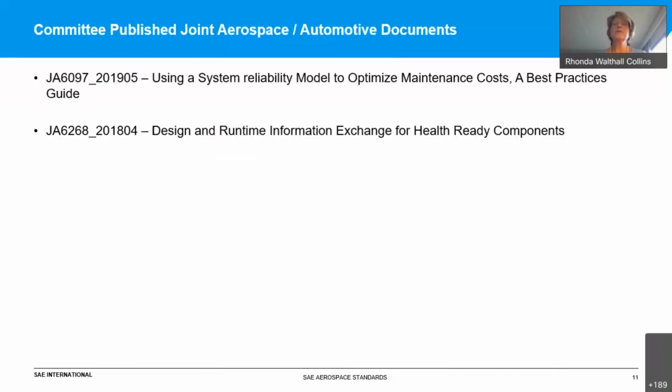We do have 2 documents that are currently published that are joint aerospace and automotive documents. The first one is using a reliability model to optimize maintenance costs. And then the second one is design and runtime information for health-ready components. So these documents are applicable to both automotive or ground vehicles and aerospace. So we publish them out of our committee, but they are applicable to ground vehicles as well. Next slide, please.